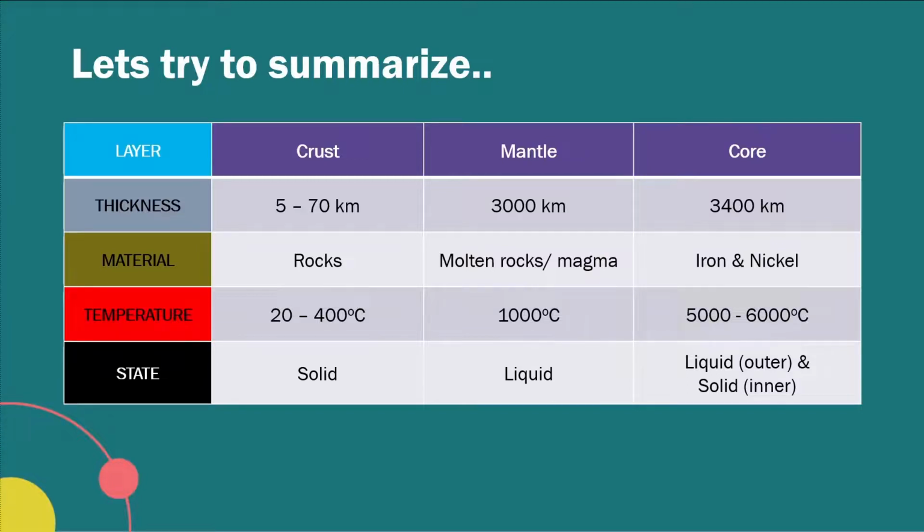So how about the state, meaning the form? Let's take it from the outside, from the outer part of the earth. So we start with solid, and then we go deeper, it is liquid, and then deeper, liquid also for the outer core. And the deepest part, which is the inner core, is solid. So solid, liquid, liquid, solid.